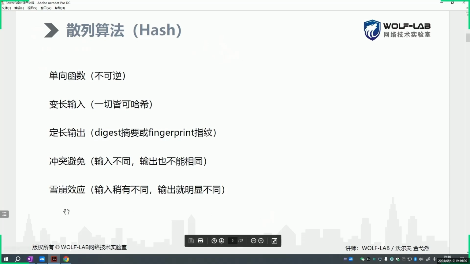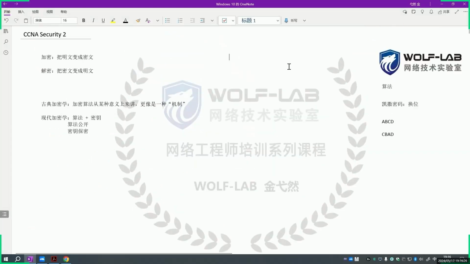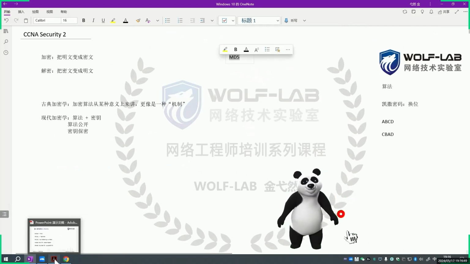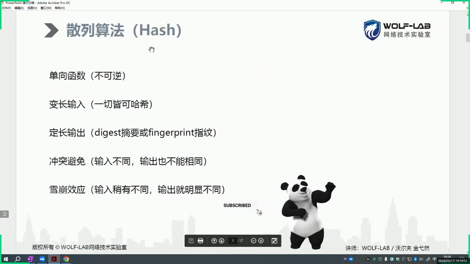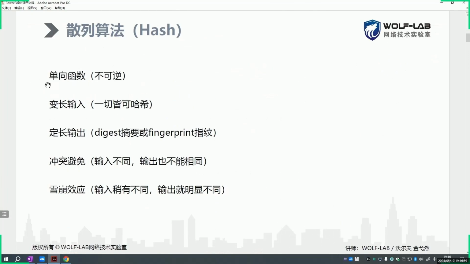Here, the algorithm has very distinct characteristics. For instance, when we use computers, we often come across something called MD5. This is called Message Digest 5, or MD5, which belongs to hash algorithms, and it is used to ensure data integrity. So what is its mechanism? First, it is a one-way function, non-invertible, meaning we compute a result from the original text, but you cannot derive the original text from this result.